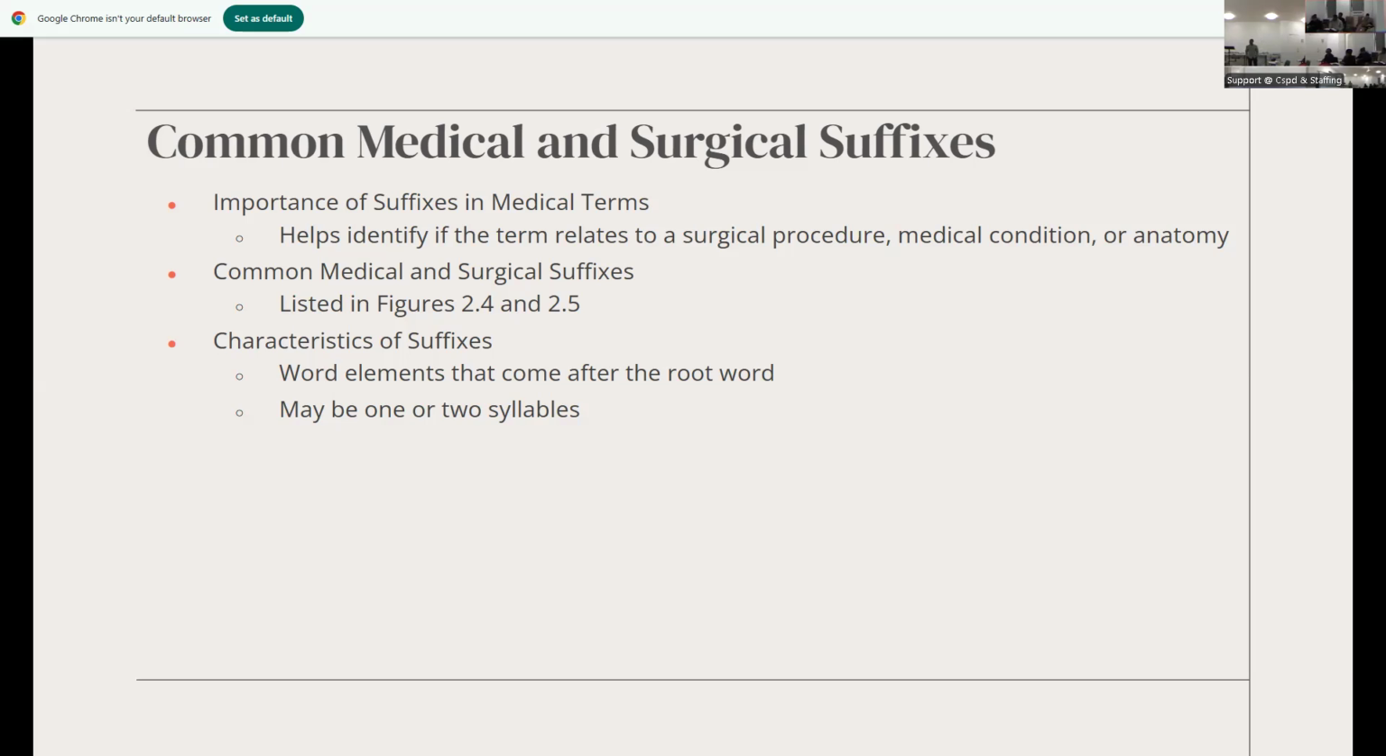Yeah, so let's continue. Characteristics of suffixes. Word elements that come after the root word. So maybe one or two syllables. So plastic means they are repairing something. Anytime you hear in the hospital something plastic, it means that something is damaged and you have to repair it. Tympanoplasty means your ear. There's something wrong that you have to repair.